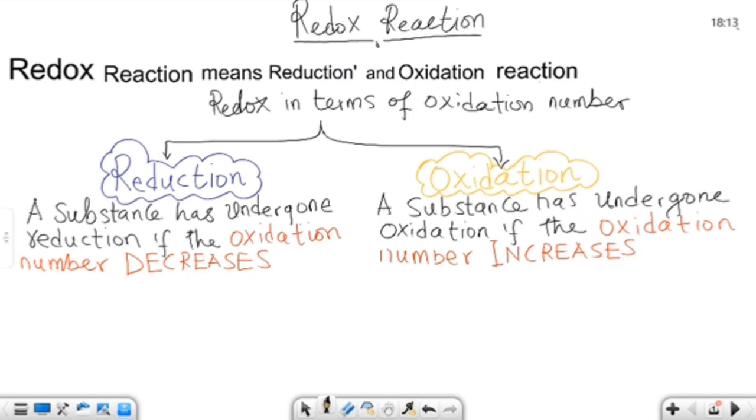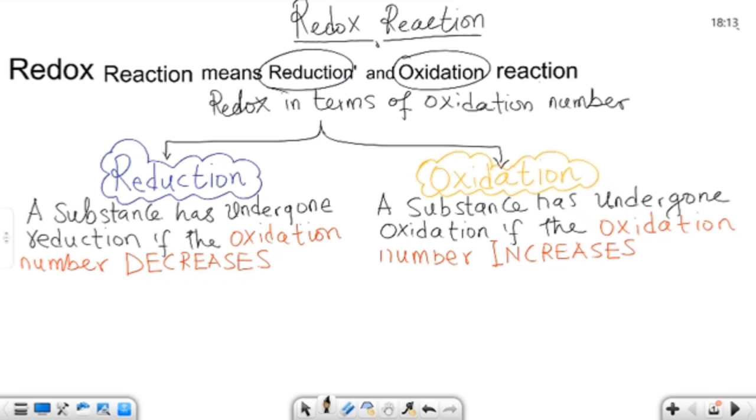Now, redox reaction is coined from the two words reduction and oxidation. The RED comes from reduction and then the OX comes from oxidation. So when you combine the two, you have a redox reaction. Redox reaction in terms of oxidation number.